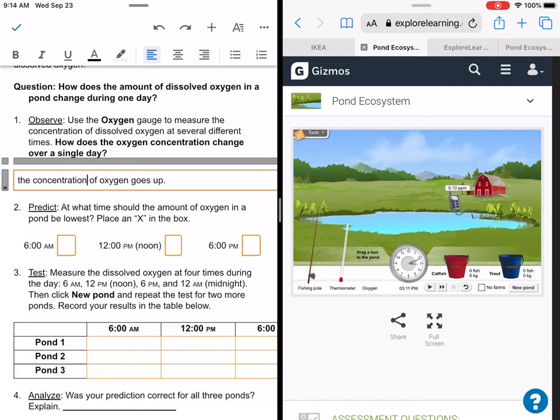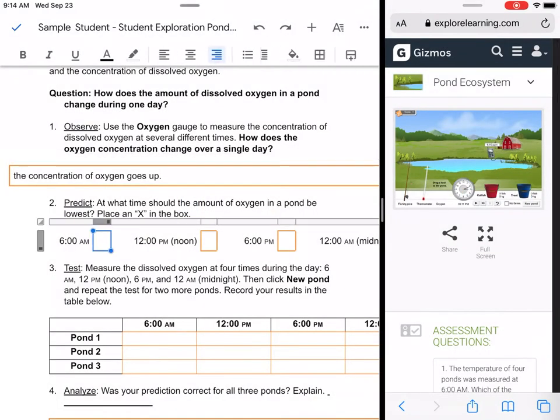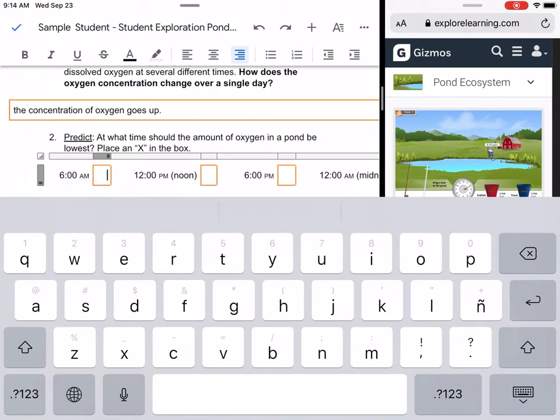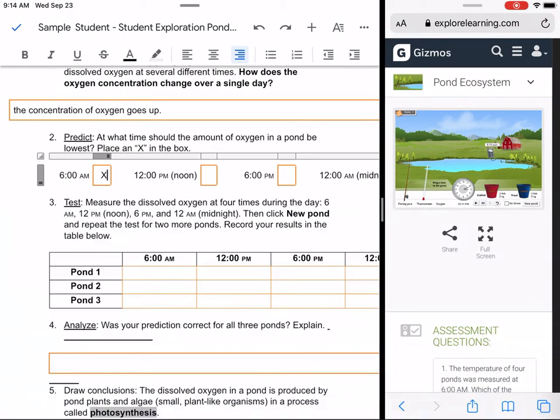Predict at what time should the amount of oxygen in a pond be the lowest? Well, it looks like when I start the day, it's lower and it goes up. So I'm going to predict that it is 6 a.m. Double tap in the box and put an X in it.